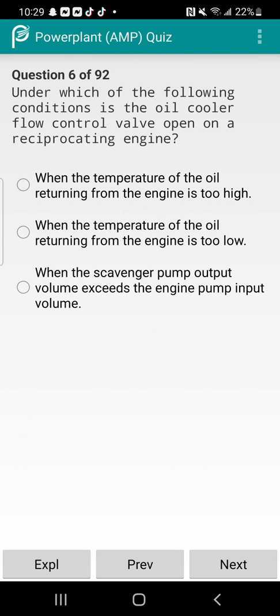Under which of the following conditions is the oil controller flow control valve opened on a reciprocating engine? When the temperature of the oil returning from the engine is too low.